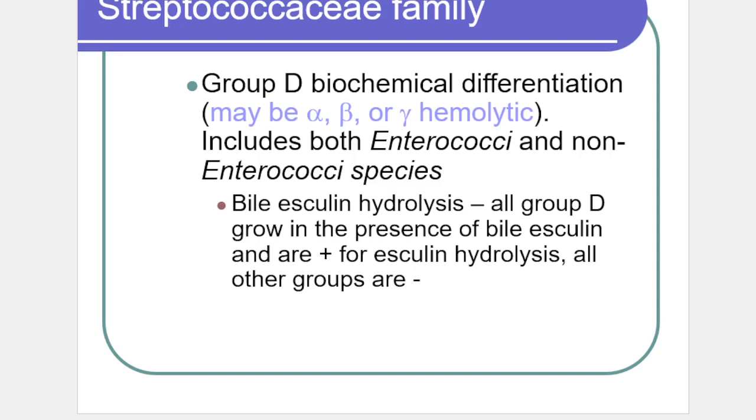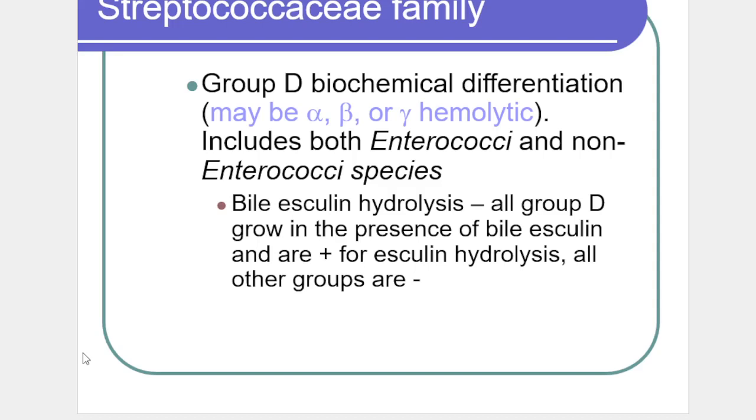Si group D biochemical differentiation, si group D kasi pwedeng alpha, beta, or gamma hemolytic pattern. Yung hemolysis pattern niya in the SBAP. So, the group D includes both enterococci and non-enterococci species. So, this is the old one, guys. So, sa group D na kasi, tinanggal na ang enterococci. Ang kasama na sa group D is non-enterococci at saka mga viridans group. Okay, hindi na, iba na yung classification ngayon ng enterococci. Okay, hindi na kasi sila Streptococcus.